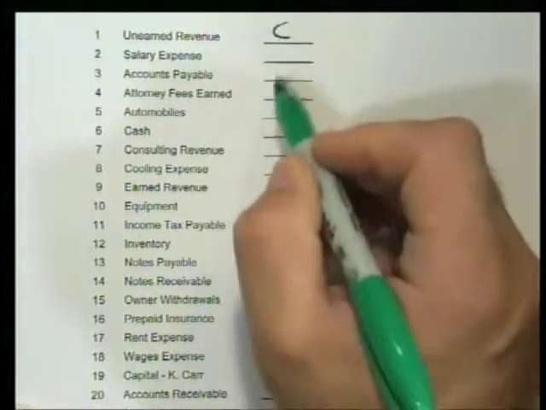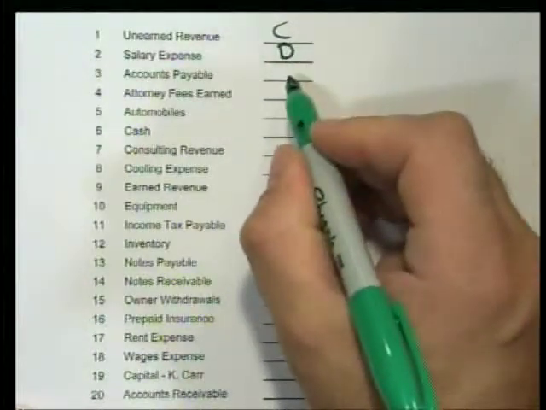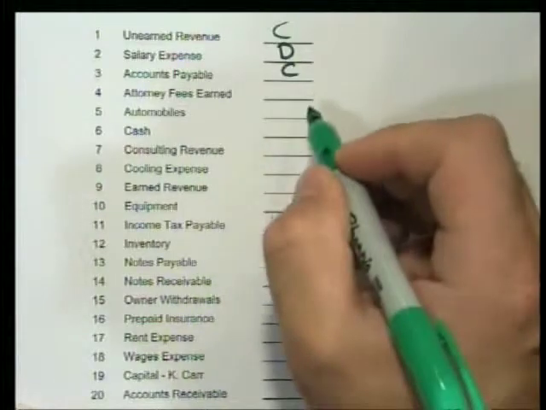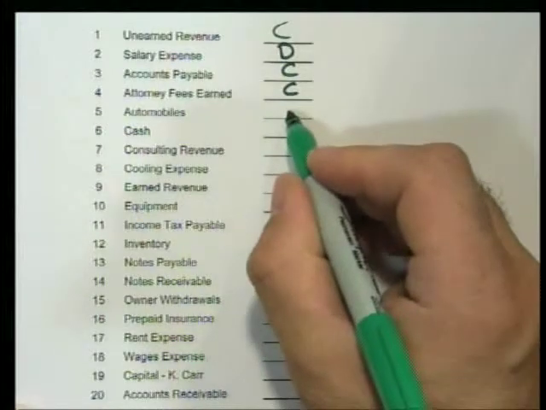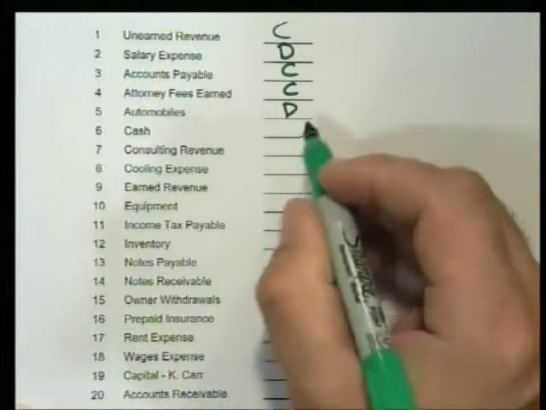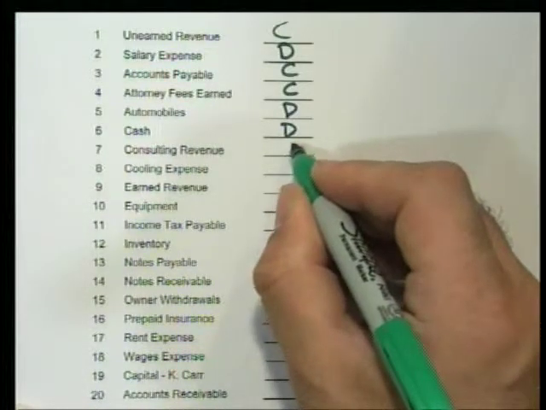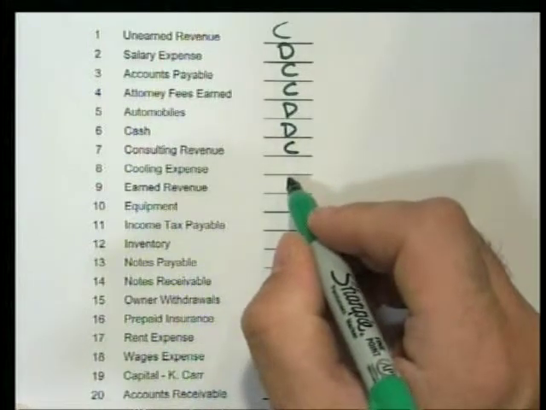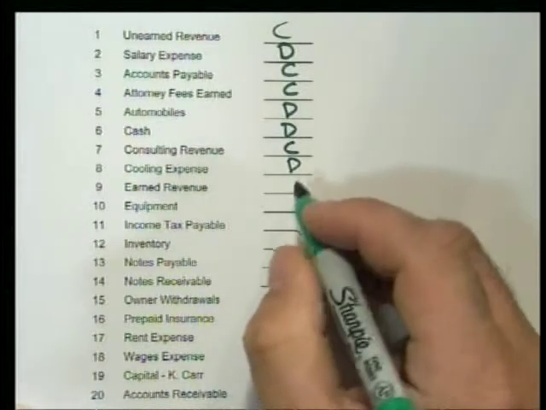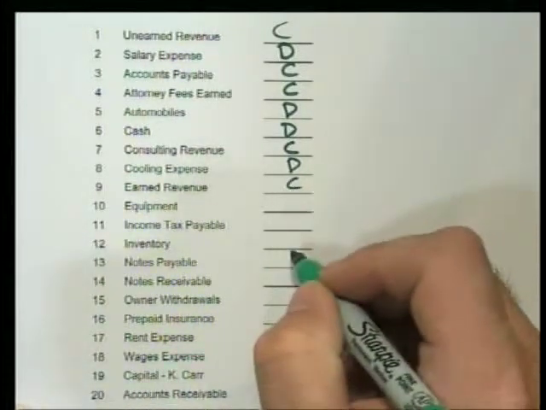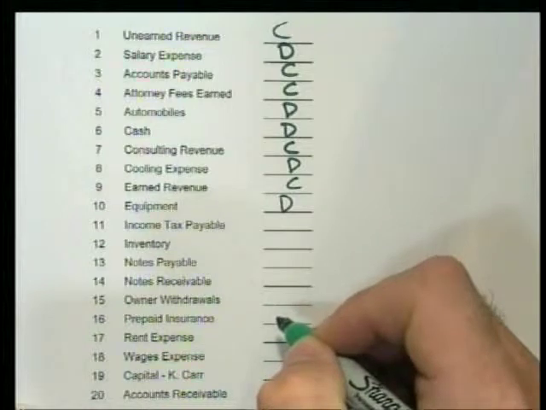Unearned revenue is a credit balance account. Salary expense is a debit balance account. Accounts payable is a credit balance account. Attorney's fee earned is what? Credit. Automobiles is a debit balance account, as is cash. Consulting revenue is a credit balance account. Cooling expense, all expenses are debit balance accounts. Earned revenue, revenues are credit balance accounts. Equipment is a debit balance account. All assets are debit balance.